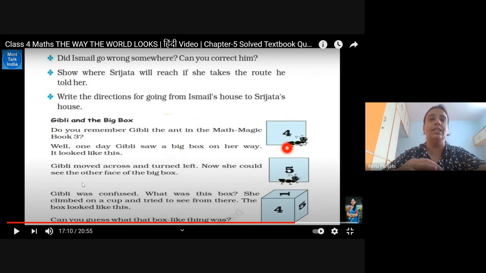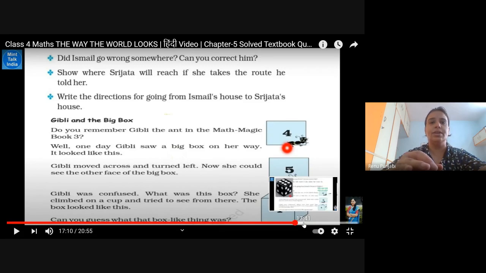Now she could see the other face of the box, because when you turn, you can see the other faces and the numbers written on the cube. It is exactly like that. So Ghibli was confused. What was this box? She climbed on top and tried to see from there. The box looked like this. Now she is looking from the top view and she can see another thing. So can you guess what type of thing this is, students?